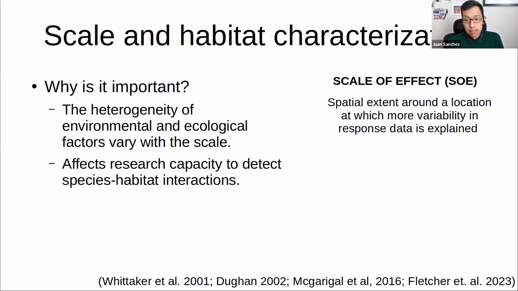It is likely that a species interacts with their environment on a precise scale, and that scale is where the species perceives most of the environmental cues that it needs to make a decision. So we can define the scale of effect as the spatial extent around a location in which more variability of the response data that we have, like occurrence or abundance, is explained.